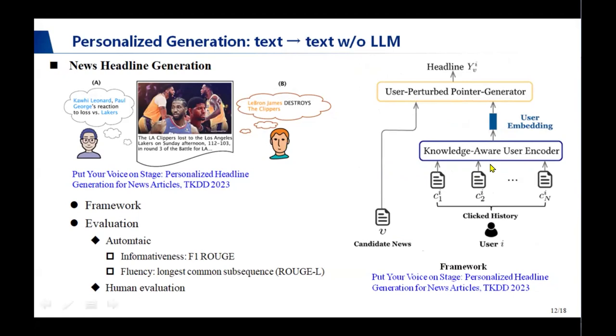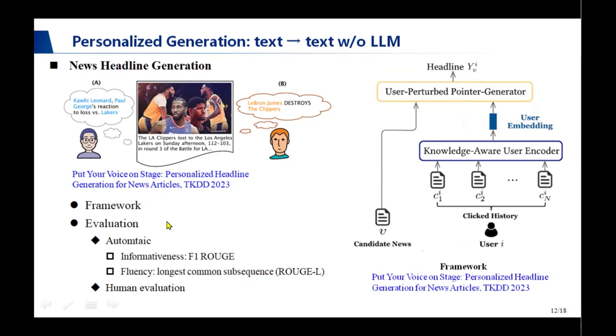And actually there's another paper which has simplified this, where the user has a click history. It will encode this user's behavior, and the candidate news will be input here. They will just use this user's behavior to condition the generation. But do note that this generation uses a pointer network, a pointer generator, which is a traditional text generation technique. They will generate the headline. So they have not used a large language model like ChatGPT or Llama.